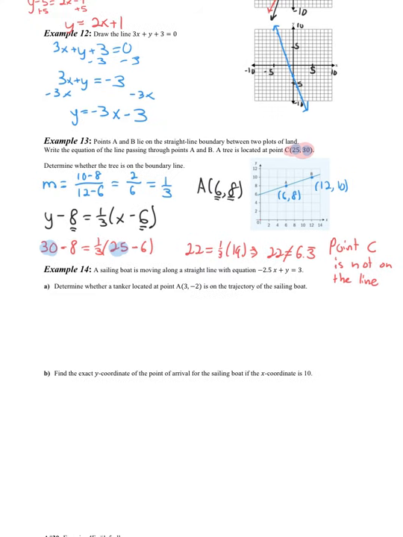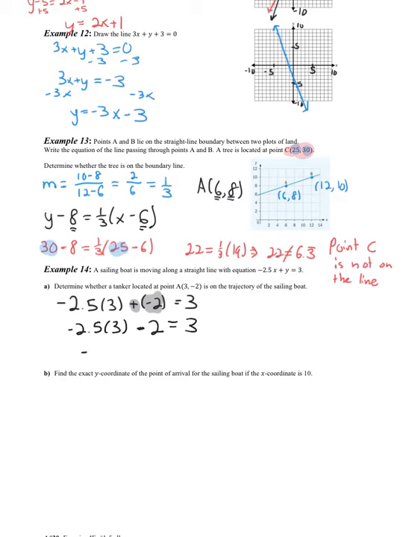All right. Last example today, and then I'll let you go. It says a sailboat is moving along a straight line with this equation negative 2.5x plus y equals 3. Determine whether a tanker located at point A is on the trajectory of the sailboat. So again, this one, whenever we have the equation already, we can just plug straight in. Always use parentheses. This is a great example where using parentheses is good because it's going to be plus a negative 2.